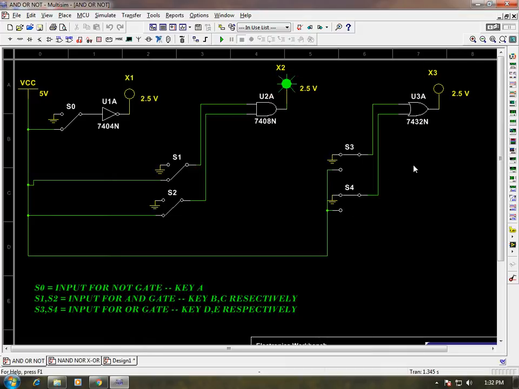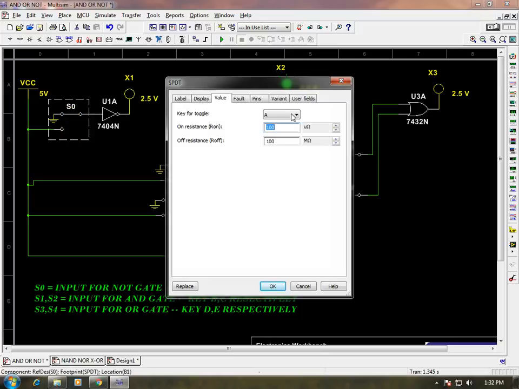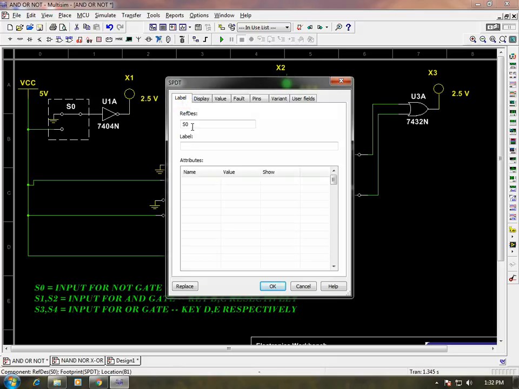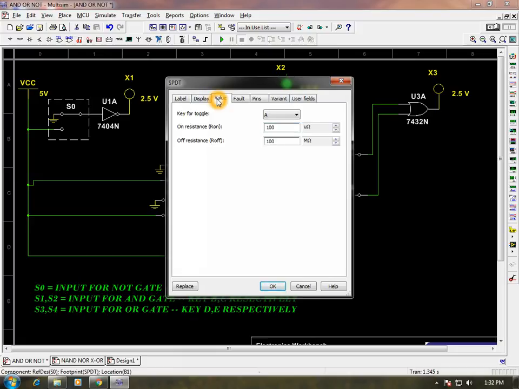The second thing is that the throwing keys of the switches can be altered by simply double clicking on these switches. You can open a simple window where you can change the label name, that is here S0. You can give any name, no space is allowed here. And in the value key you can toggle the key here. As you can see, it can be given space, A, B, C, D, F, G, H up to Z, and 0, 1, 2, 3 up to 9. Any key can be given for throwing this switch.